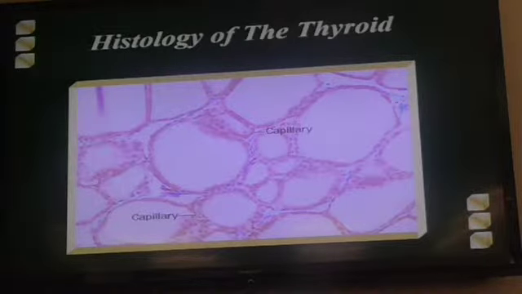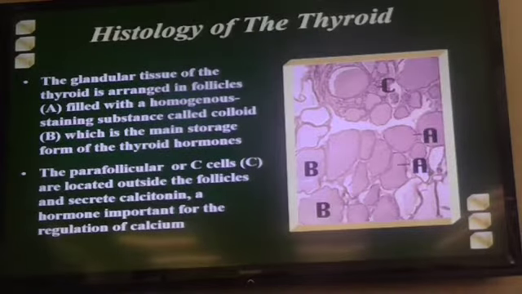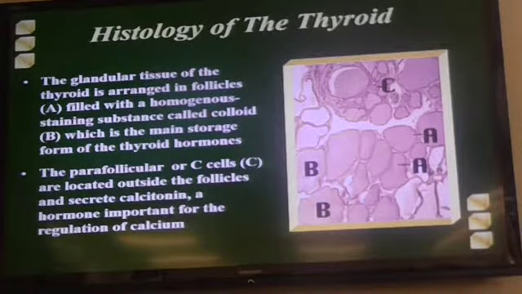This is just showing you a histology of the thyroid follicle. You can see the capillary in there. You can see the colloid in the middle, lined by the follicles right there. This is just another one. It shows you, again, the glandular tissues arranged in follicles, which are the A's there, and they're filled with a homogeneous substance called colloid.